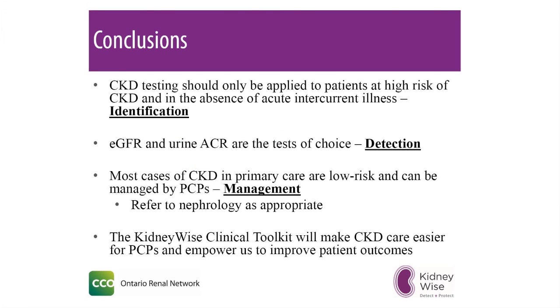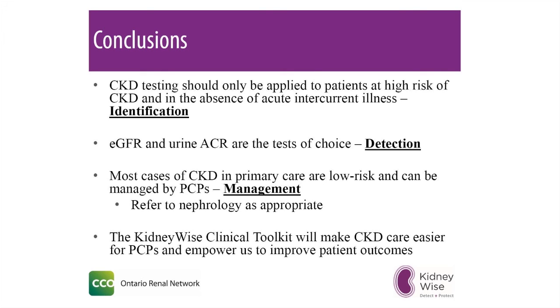So, in conclusion, chronic kidney disease testing should only be applied to patients at high risk of chronic kidney disease and in the absence of acute intercurrent illness. This is known on the KidneyWise clinical algorithm as identification. eGFR and urine ACR are the tests of choice for patients at high risk of chronic kidney disease, and this is referred to as detection on the KidneyWise clinical algorithm.